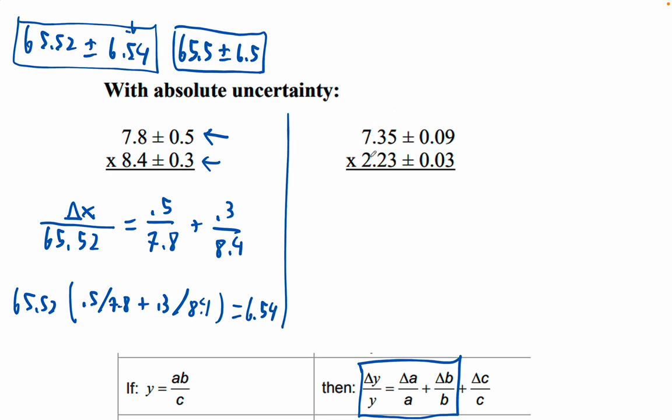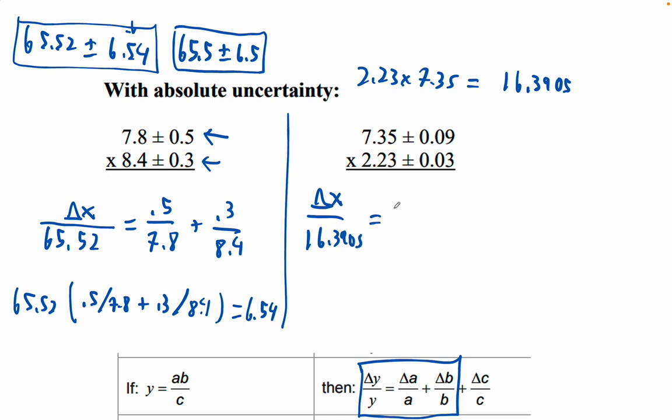So the first thing to do is to figure out what 2.23 times 7.35 is, right? 2.23 times 7.35 is 16.3905. And now we set up our little fraction, right? The uncertainty of that number is equal to the sum of the fractional uncertainties of this.